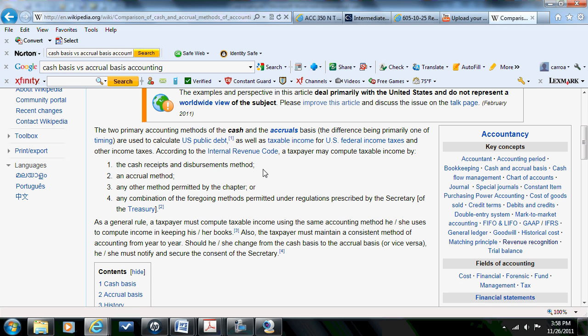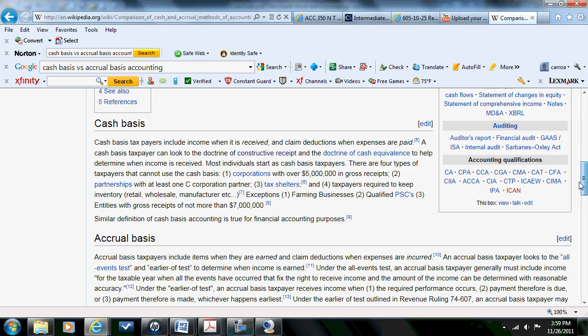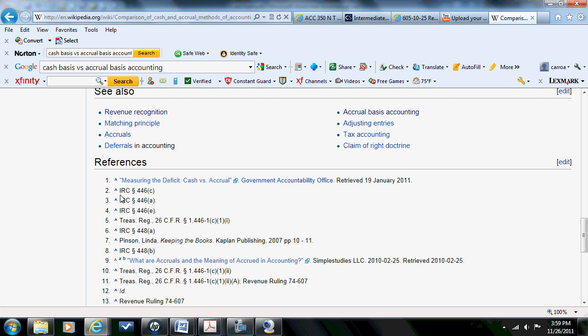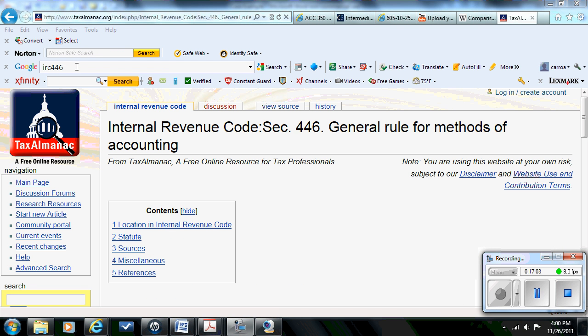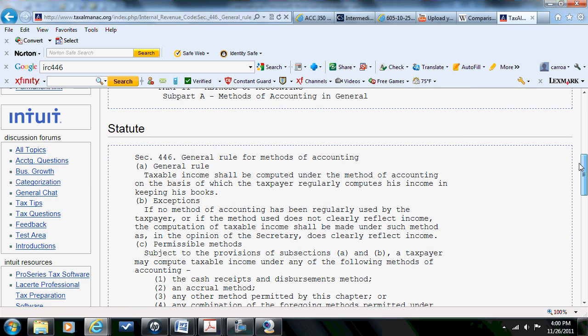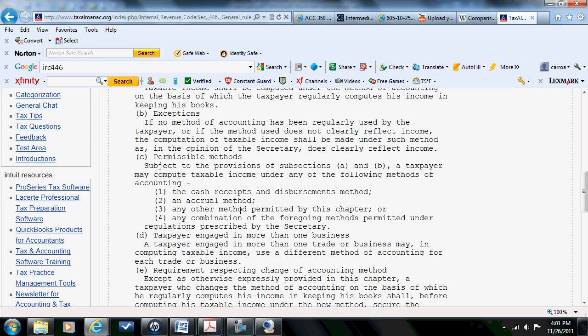And here we see that the cash basis of accounting is acceptable for income tax purposes. And a reference is given in Wikipedia, and they give us the IRS code section 446 as the basis for the statement that the cash basis is acceptable. So let's research that. So into the Google toolbar, I've typed IRC 446, and that brings me to the Internal Revenue Code. And we see that section 446, which talks about the general rules for the methods of accounting, allows for the reporting for income tax purposes based on cash receipts and cash disbursements, which is the cash basis of accounting.